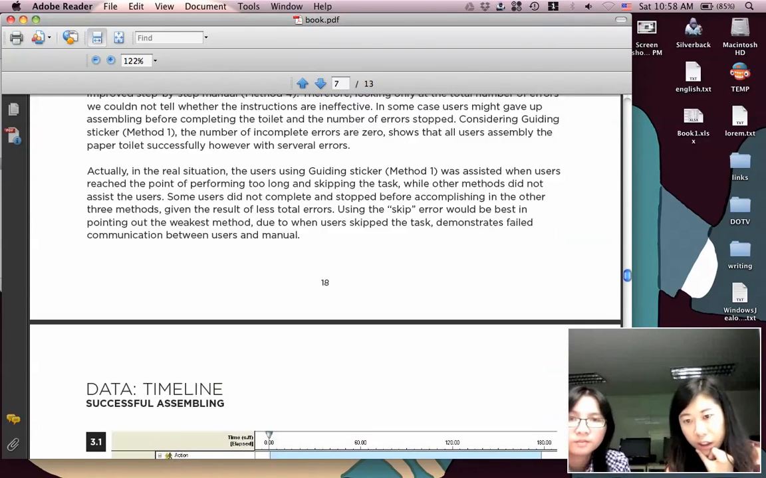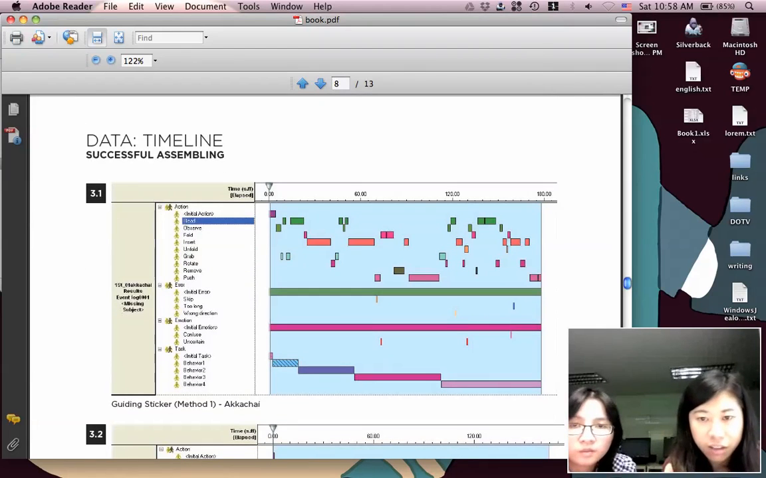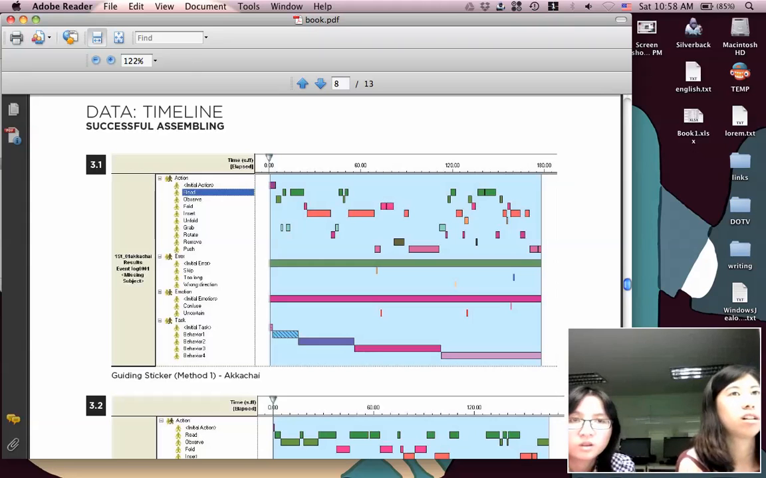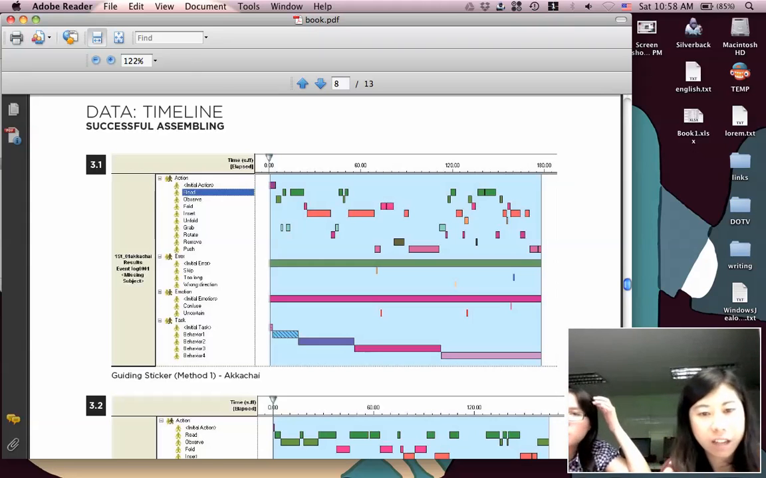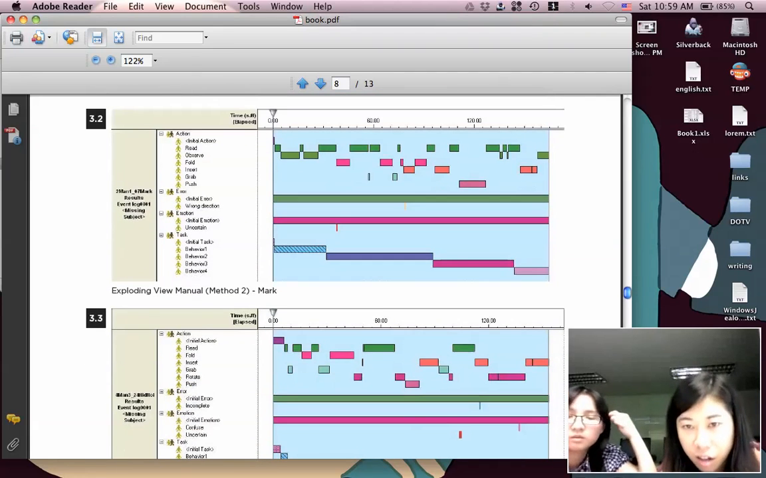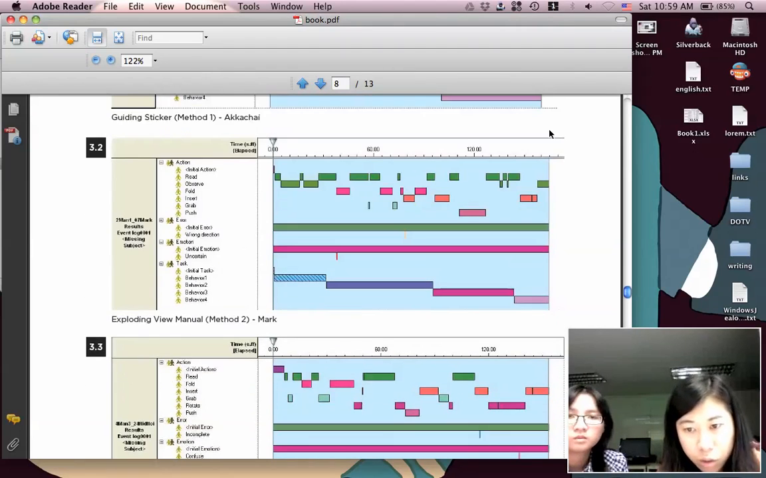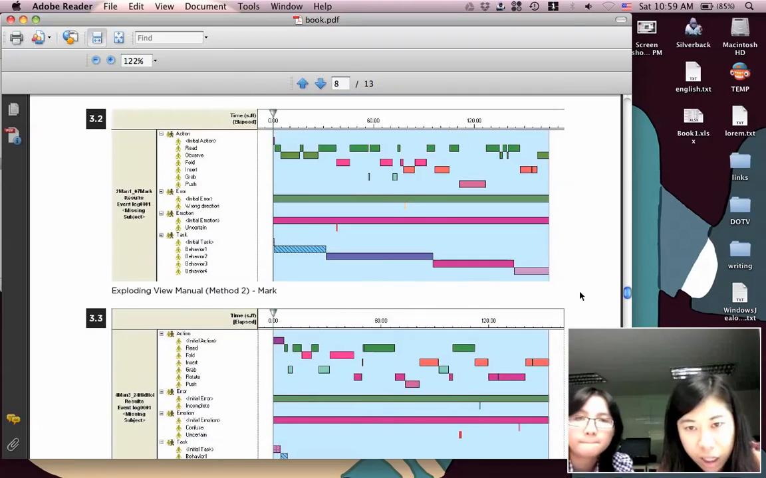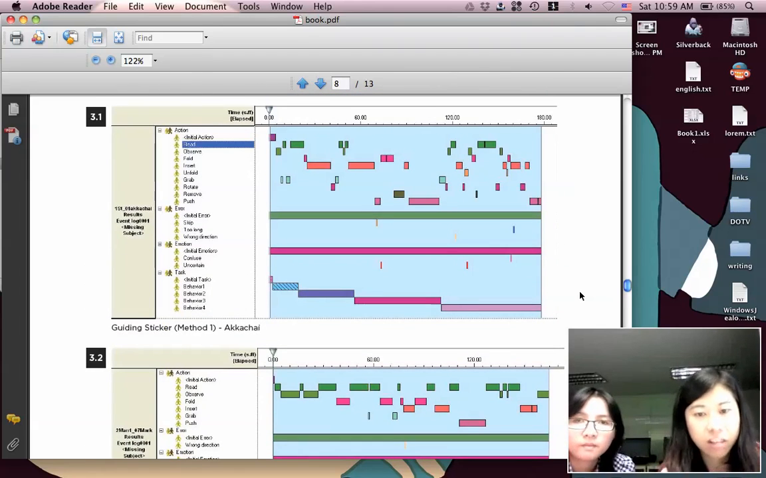Okay, now we're going to look at the timeline. You can see that for successful assembling, we have 3 examples. The first is from method 1, guiding sticker. He used only 180 seconds. The second example used only around 160 seconds with method 2, and the third example used around the same time. All these 3 are the ones that successfully assembled the toilet.